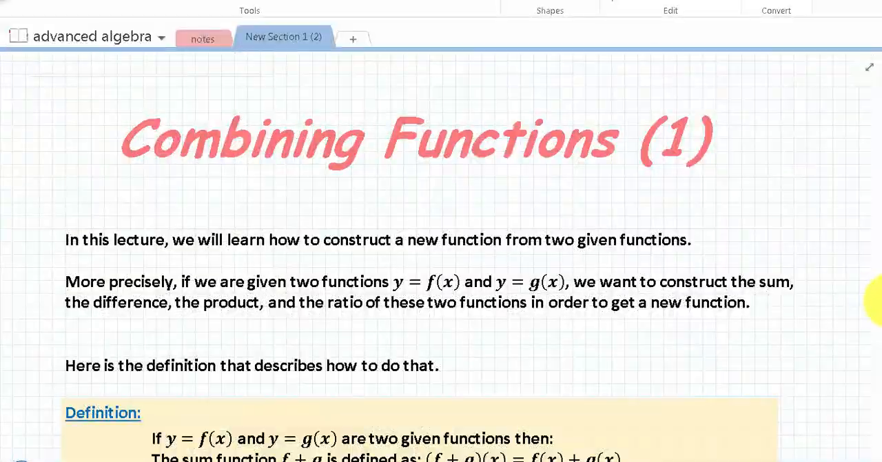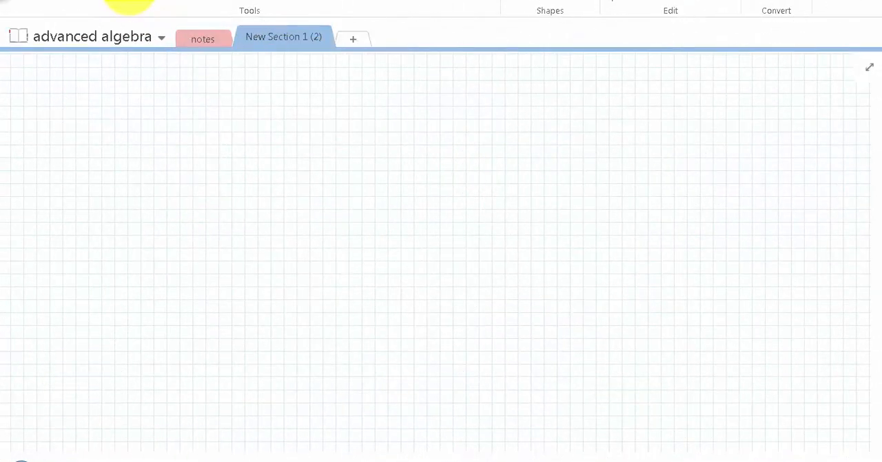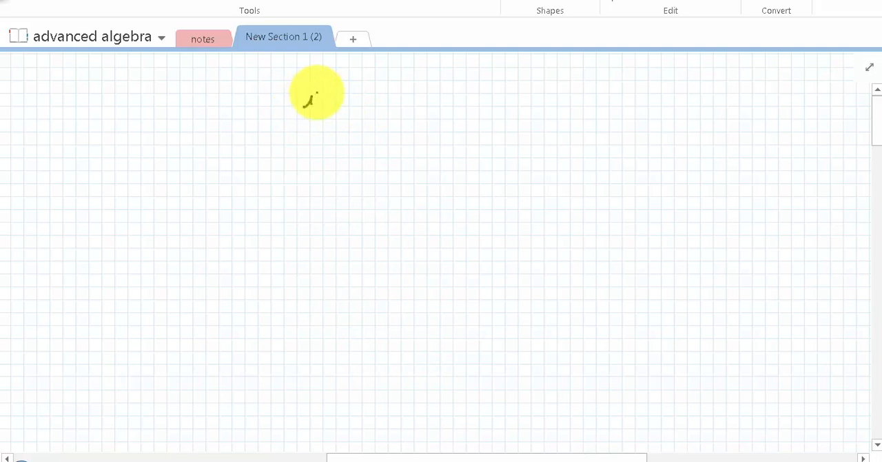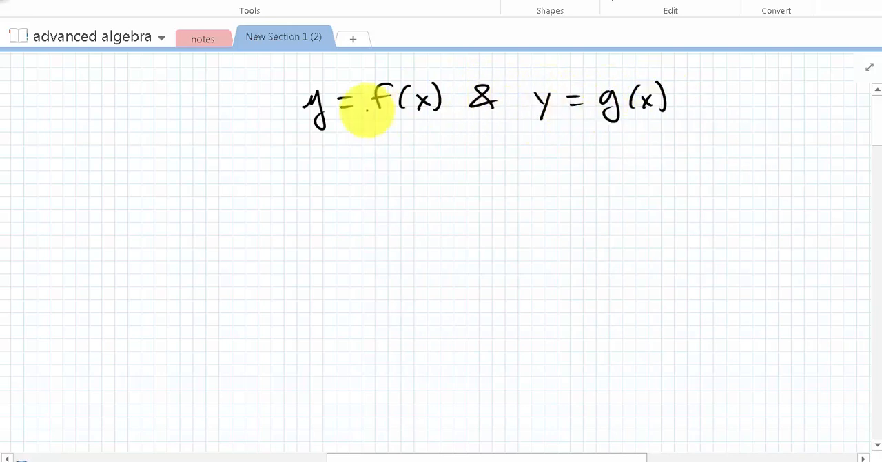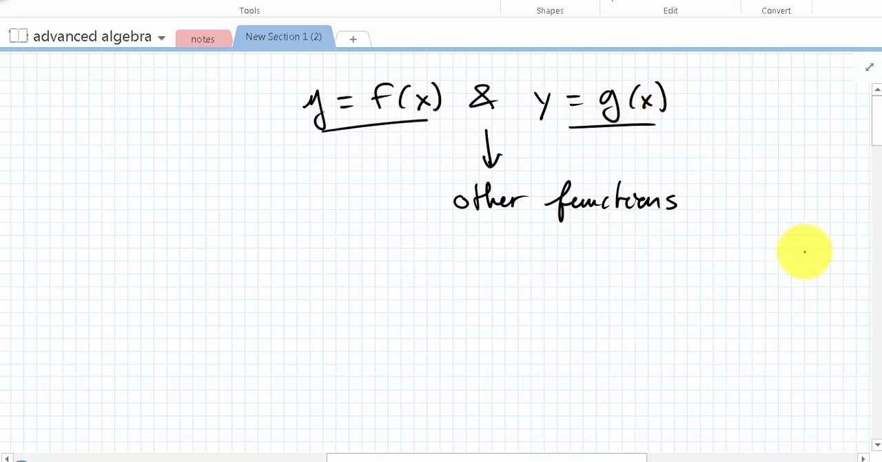This is the first lecture of a series of lectures in which we're going to learn how to combine functions. Let's begin. So what do we mean when we say combine functions? We're going to be given two functions. Let's call the first one f and the second one g. And with these two functions, we're going to create other functions. This is also called algebra of functions. We're going to learn how to do some algebra with these two functions.